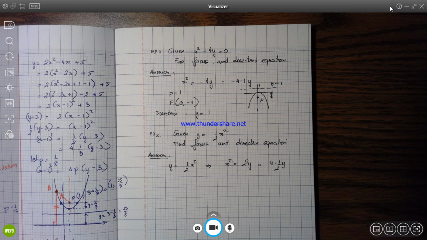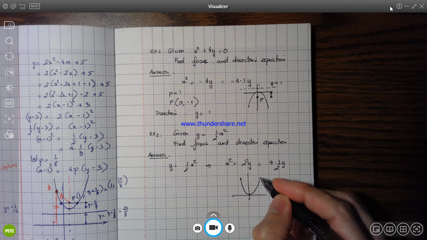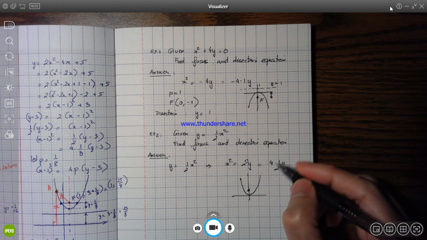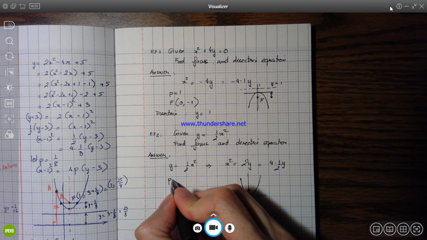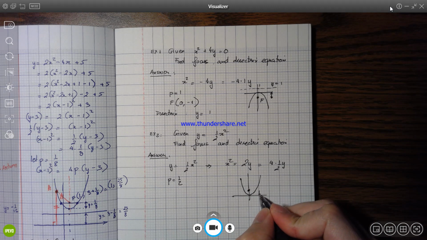And this is positive, so we know it's going to open up, something like this. The focus must be somewhere right here. We know that this is p, so p is a half. So p is from here to here.